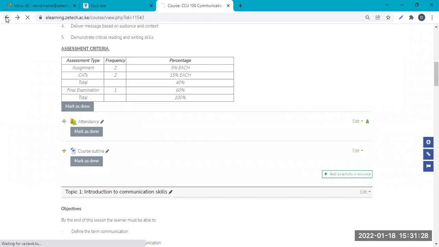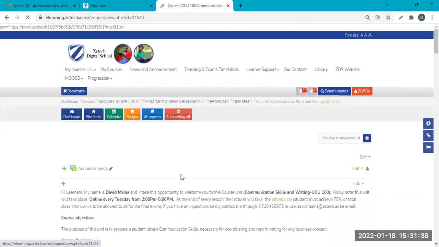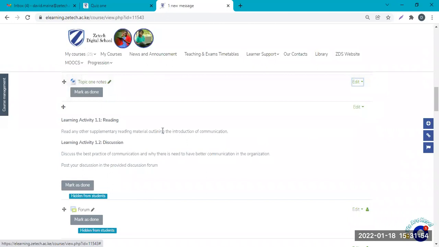Now this is how it is. When you go to the notes, today's notes, I've already shared notes for today. You can download those notes as we speak right now. Then secondly, there is what we call activities of the day.